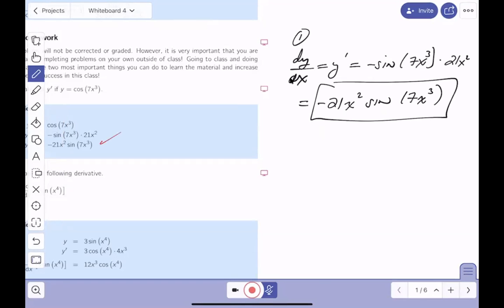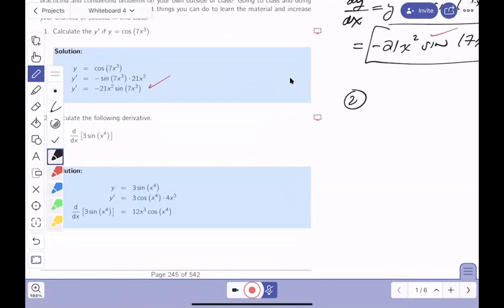Let's see. This and this, we did good. Let's go to the next question. Next question will be problem number two now. All right, so what's number two? Oh, this looks like a very similar problem. Take its derivative, and they want the derivative of the function that follows with respect to x. And that's x to the fourth power.